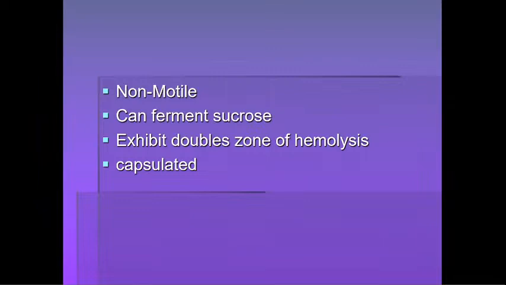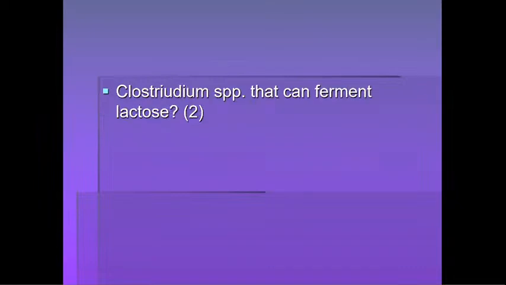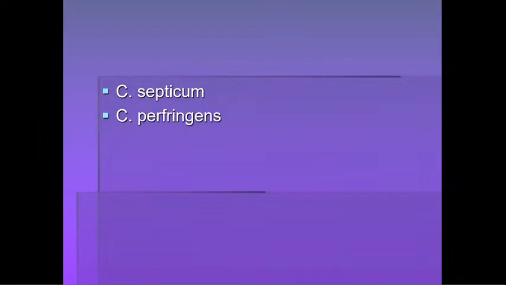Let's move on to another member of the Clostridium. The members that have no swollen sporangia include Clostridium perfringens and bifermentans. Okay, from the name itself, bifermentans is capable of fermenting the two sugars that we will talk about later on. All right. Now, Clostridium species that can ferment lactose include Clostridium septicum and Clostridium perfringens. Again, these two are not toxicogenic. Just be mindful of that one.